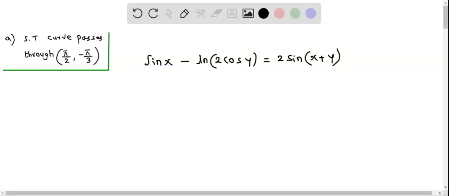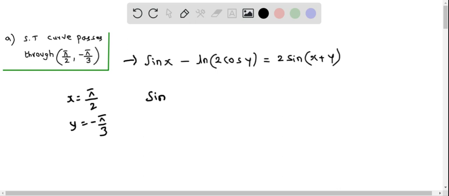Let's do part A. In part A, we show that the curve passes through the point (π/2, −π/3). So basically we have to plug in x equals π/2 and y equals −π/3 into this implicit equation and ensure that it satisfies this equation. Let me do that.